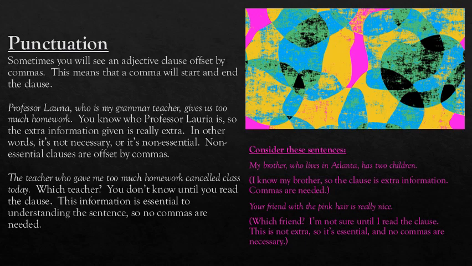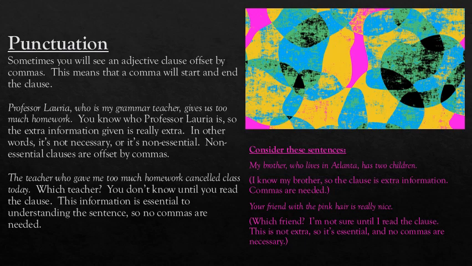Compare that to the next example. The teacher who gave me too much homework canceled class today. Which teacher? I don't know. It could be a couple of different teachers. You won't know which teacher until you read the clause, because it's not a proper noun. It's a common noun. So you have to read the clause to know who you're talking about. So now this information is essential. This is an essential clause. You need it to understand the sentence, so no commas are needed here.